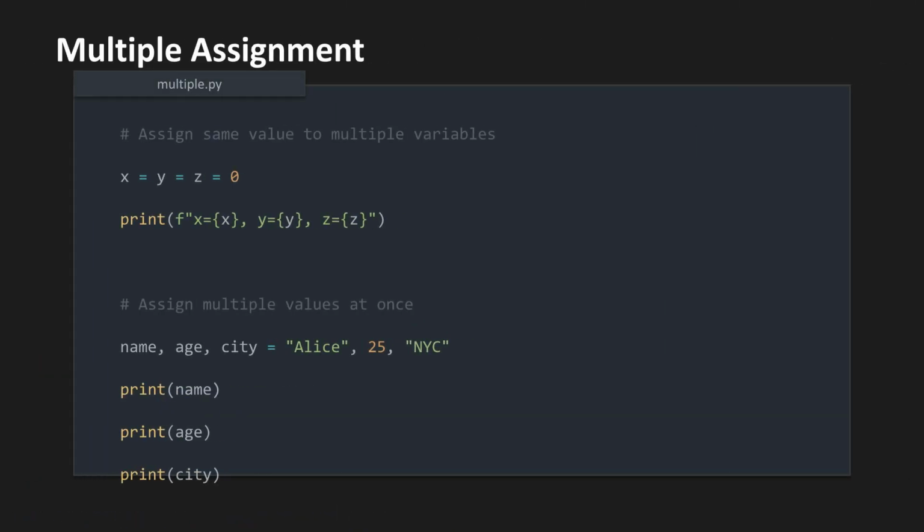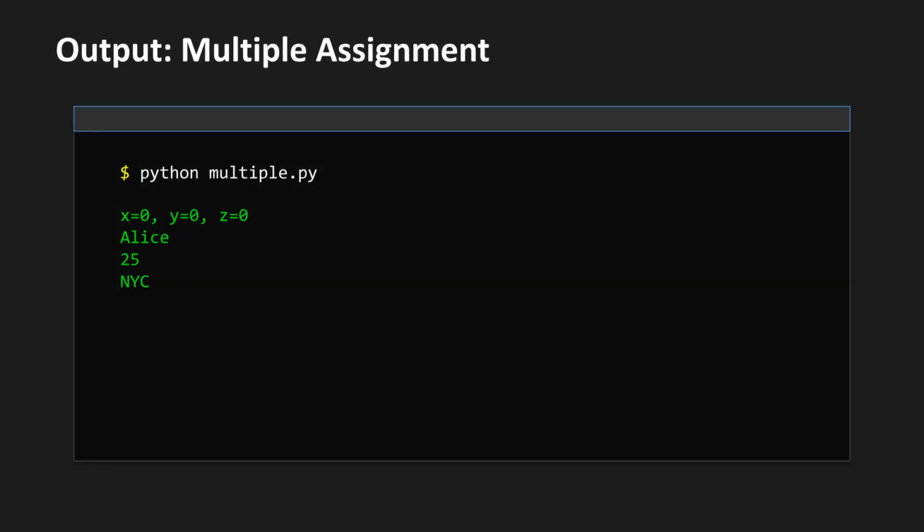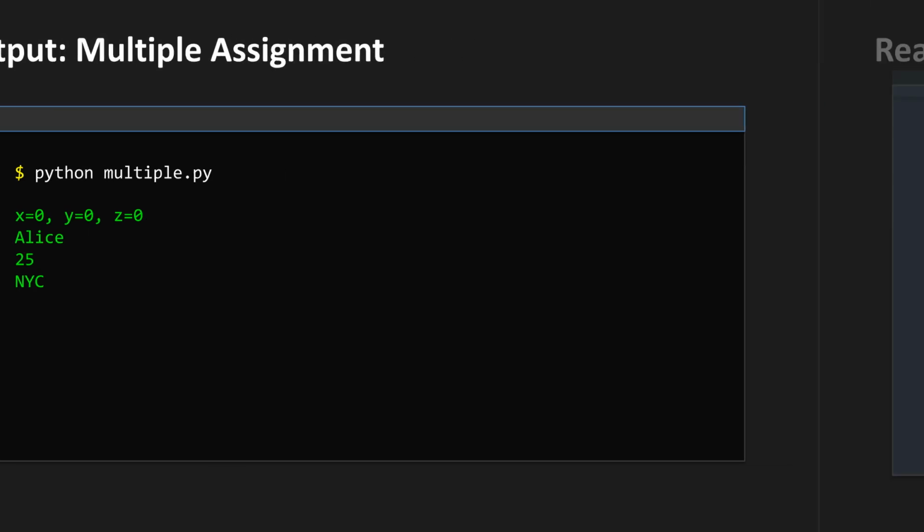You can assign the same value to multiple variables simultaneously, as shown with x, y, and z all being set to 0. You can also assign multiple different values to multiple variables at once using commas. The output confirms the multiple assignments, showing that x, y, and z are all 0, and then printing the distinct values for name, age, and city.